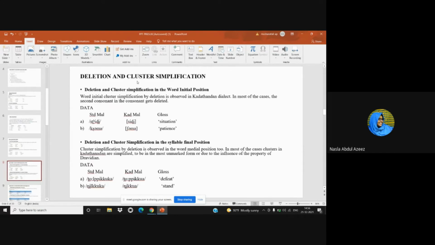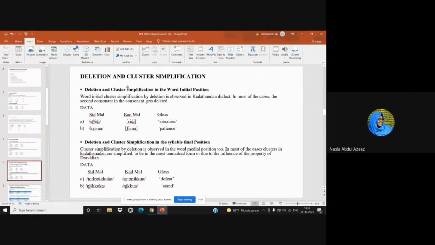Now, deletion and cluster simplification. Clusters are not seen in Kadathanadan dialect. Wherever a cluster is there, it is somehow simplified in Kadathanadan dialect by deleting or by insertion. Here, as it is under the deletion category, let me explain cluster simplification by deletion. We have word final, word medial, and word initial; in all positions we have cluster simplifications in Kadathanadan dialect. In most of the cases, the second consonant in the cluster gets deleted.